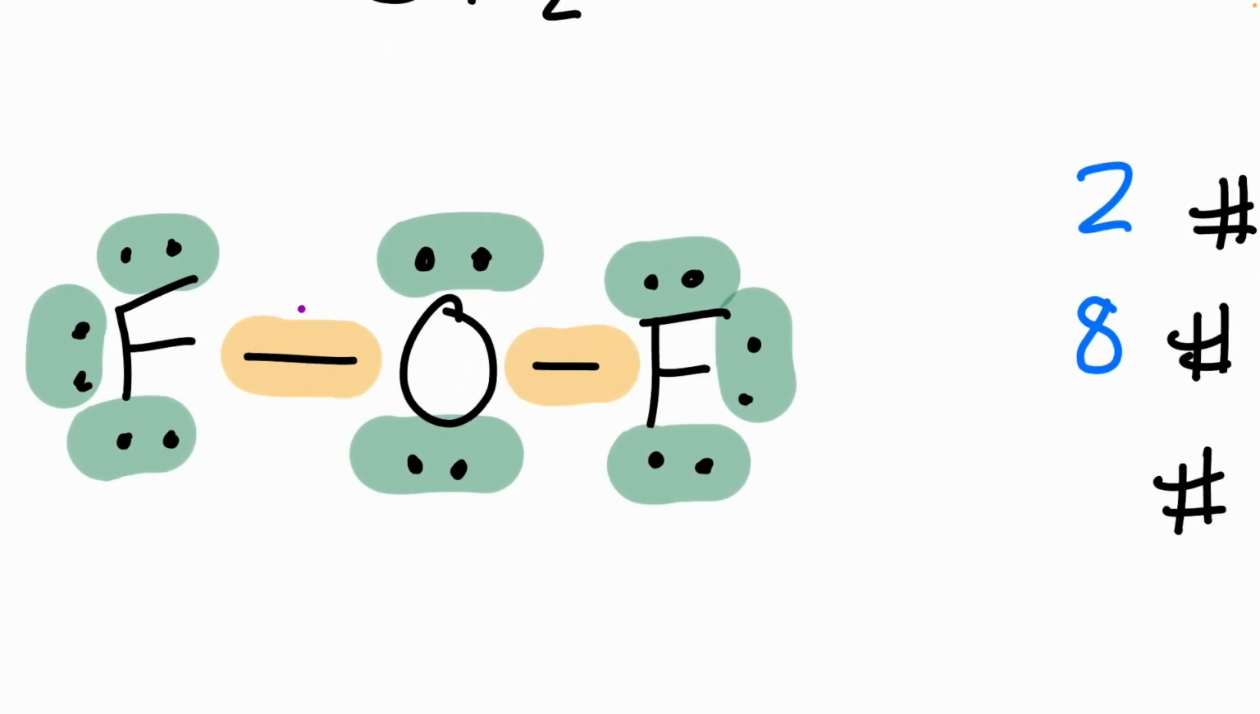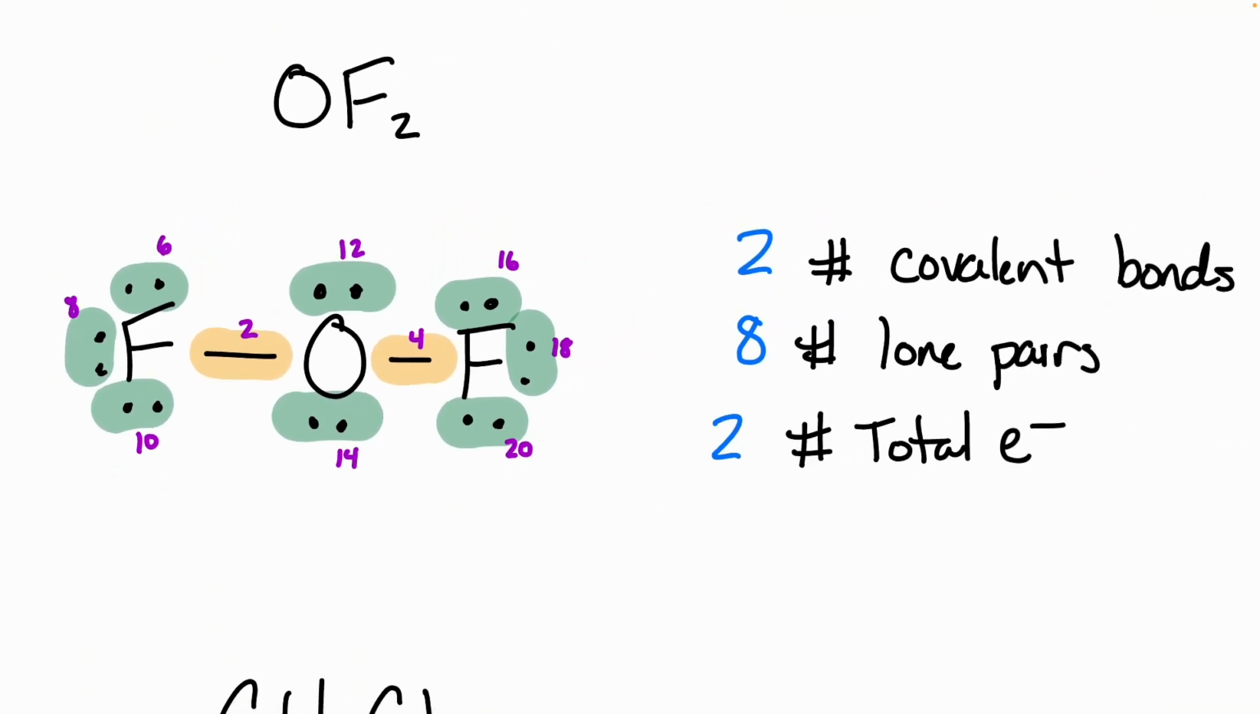20. So 2, 4 for my covalent bonds. Then I got to count each pair of electrons. 6, 8, 10, 12, 14, 16, 18, 20. A total of 20 electrons in this molecule.